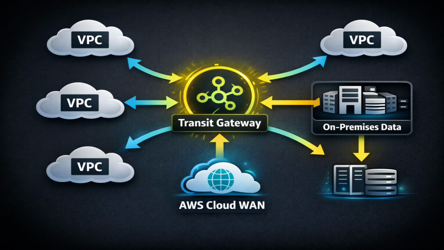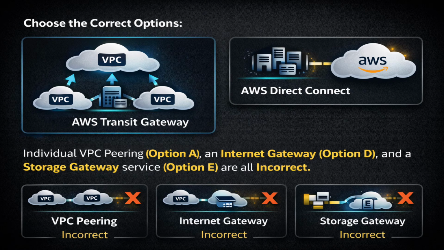AWS Transit Gateway acts as a central hub that connects multiple VPCs together in a star topology, eliminating the need for complex VPC peering connections between each VPC. Instead of connecting dozens or hundreds of VPCs to each other individually, you connect each VPC to the Transit Gateway once.